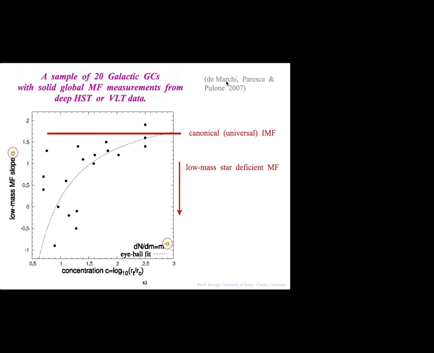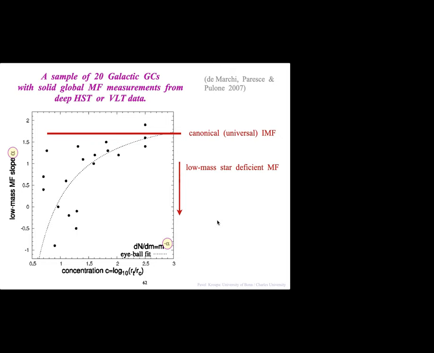There was a seminal paper, I must say, this is one of those research papers. When I saw it, it was first announced in a conference, I immediately knew that this has the greatest consequences. It was by Guido De Marchi et al., the Italian group here. And what they measured is something which is simply not expected from theory. They measured the slope of the mass function in a number of globular clusters. Each point is a globular cluster, as a function of the concentration of the globular cluster. And what they found is essentially insane.